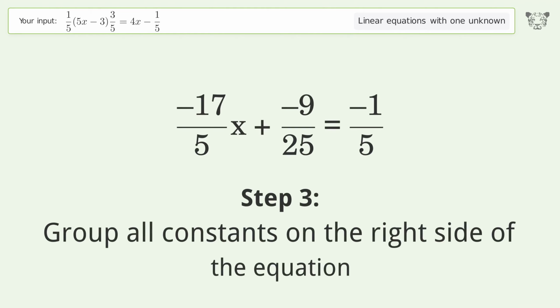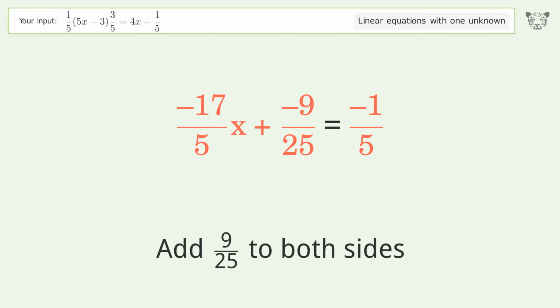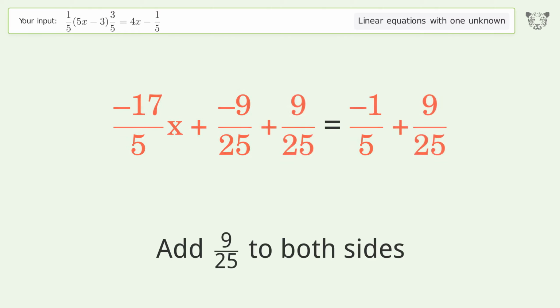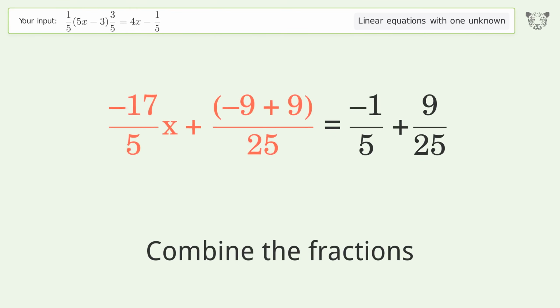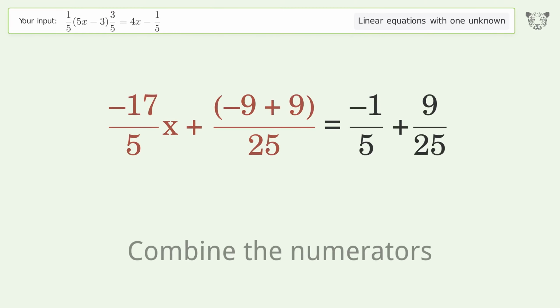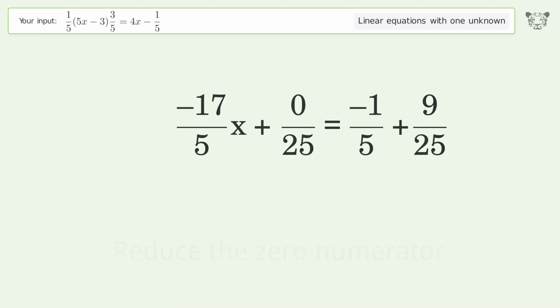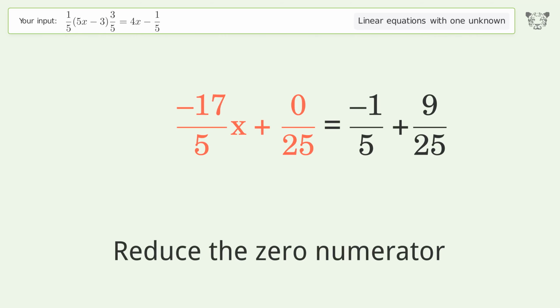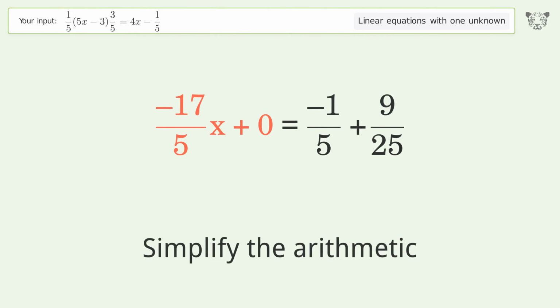Group all constants on the right side of the equation. Add 9/25 to both sides. Combine the fractions. Combine the numerators. Reduce the zero numerator. Simplify the arithmetic.